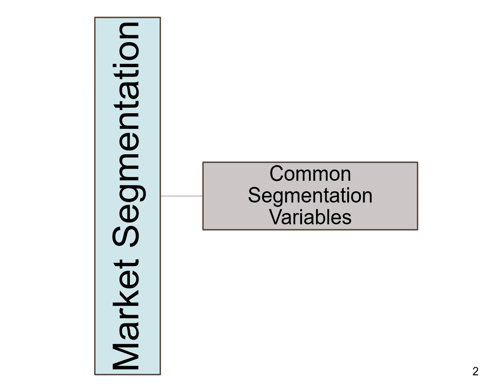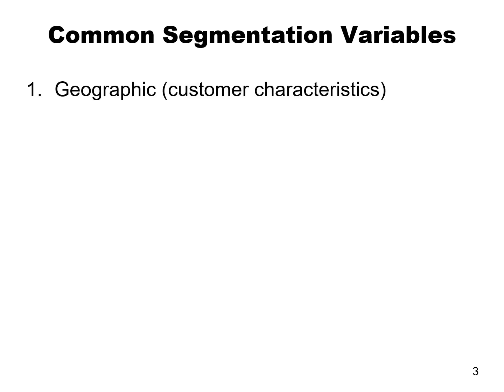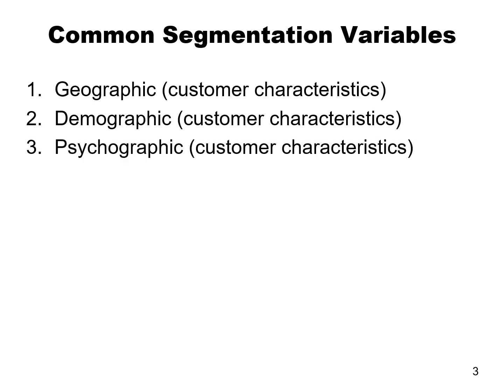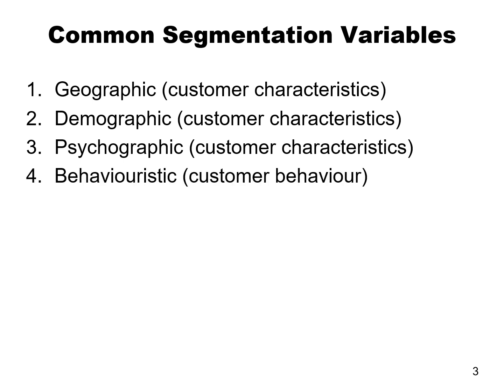Let's look at common segmentation variables. There are 4 variables here. They are geographical, demographic, psychographic, and behavioristic.